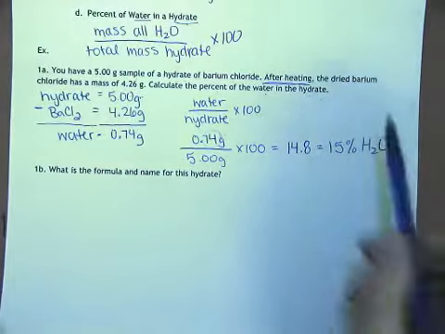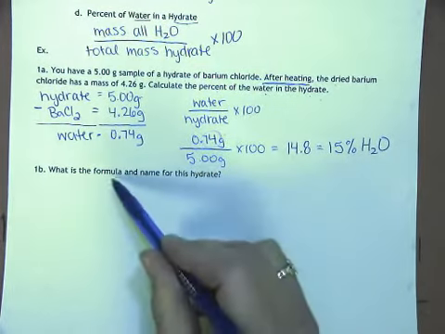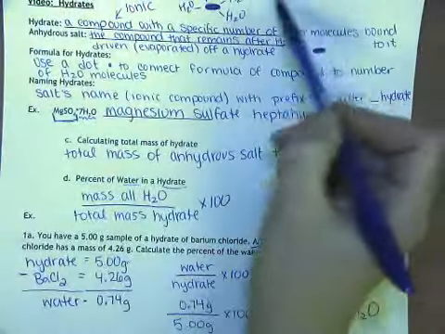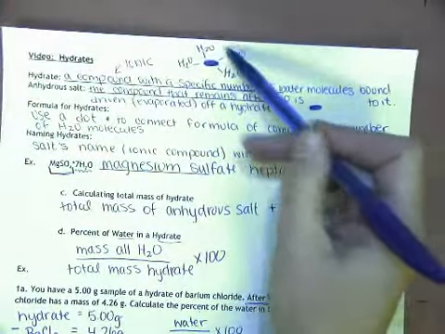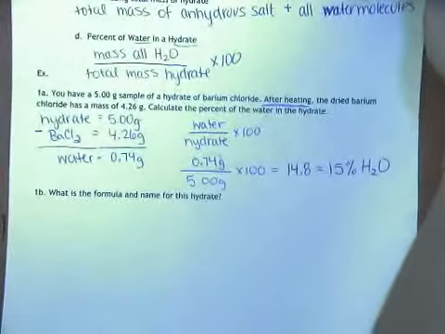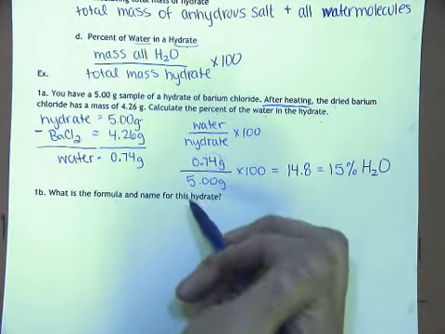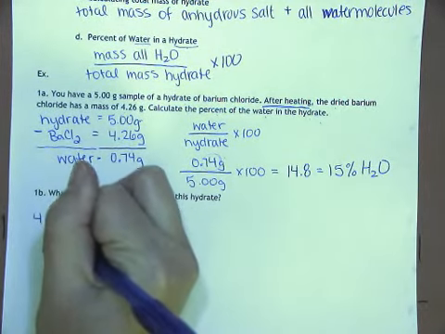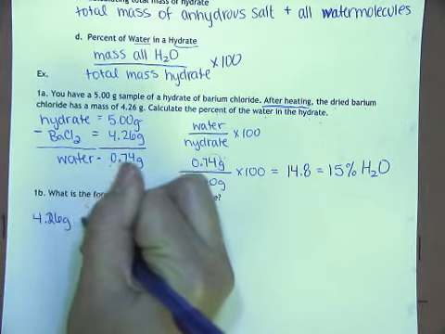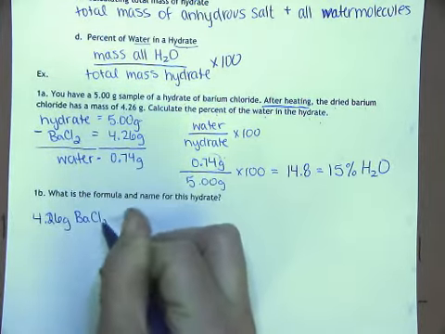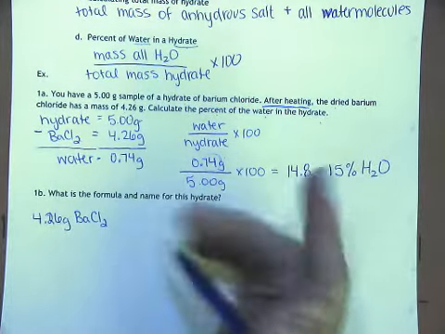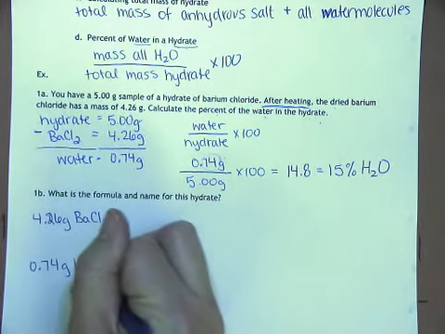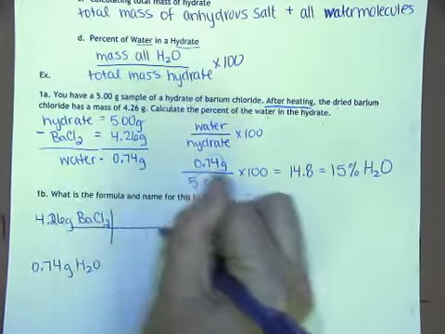Now I can go ahead and apply what I've learned in empirical formulas and figure out the actual formula and name for my hydrate. So it's a ratio of 1 anhydrous salt to some number of waters around it. For my empirical formula, I want to go grams to moles. I take the grams of my anhydrous salt, so my 4.26 grams of barium chloride, and I want to know that ratio between the two, my waters to my salt. So then my water, 0.74 grams of water. First step, grams to moles.